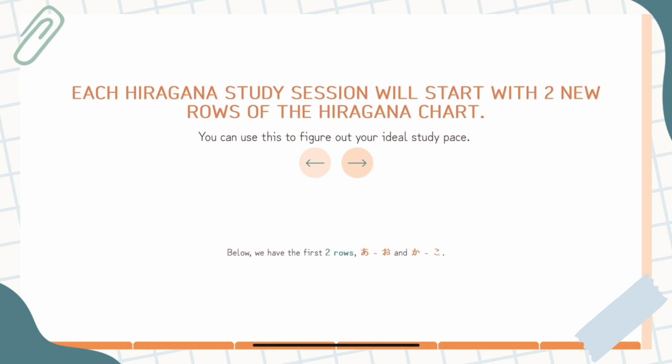Each hiragana study session will start with 2 rows of the hiragana chart. So basically every study session we're doing 2 rows of the chart. You can use this to figure out your ideal study pace. So, you know, if you're finding this really, really easy, maybe you could do lesson 1 and lesson 2 in a week.